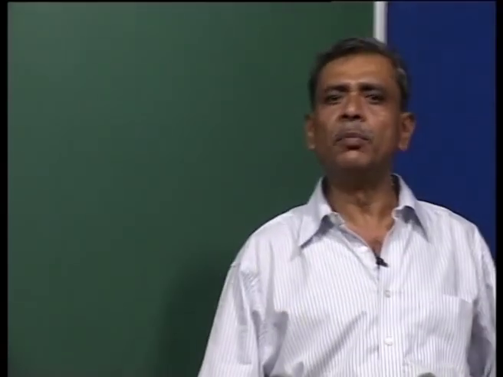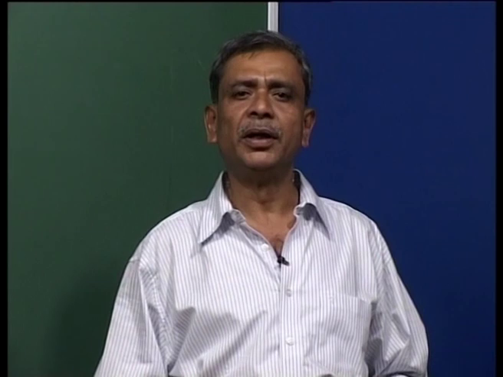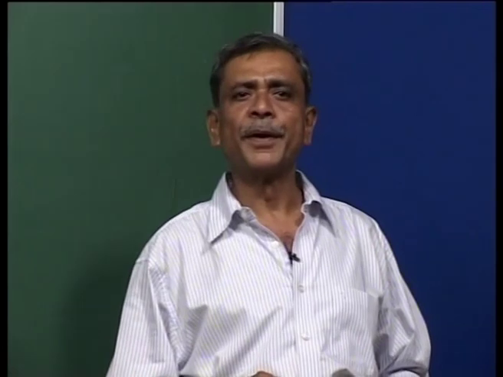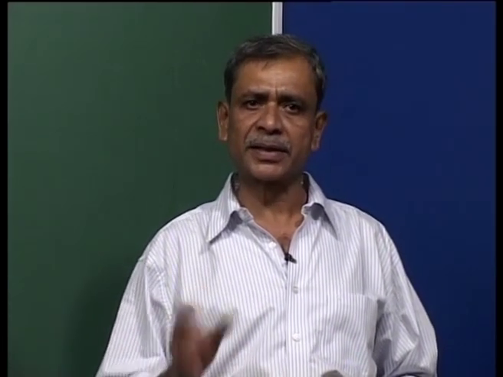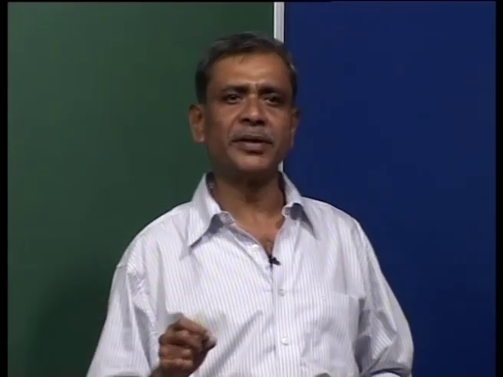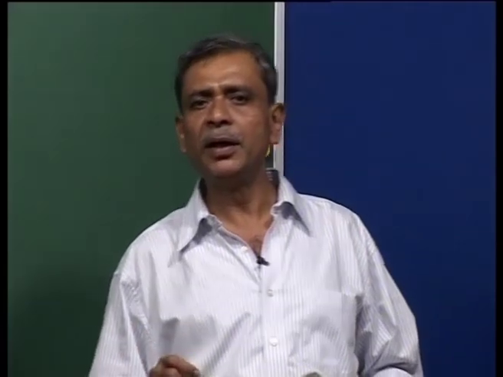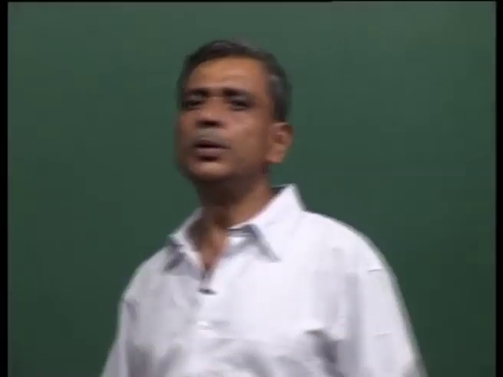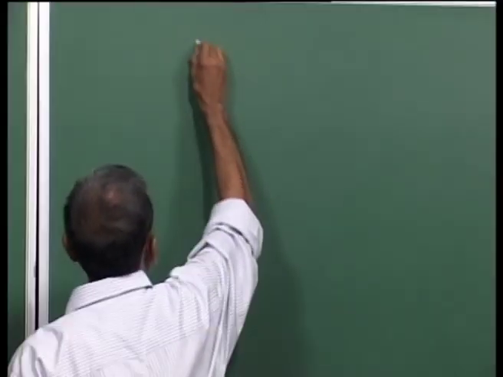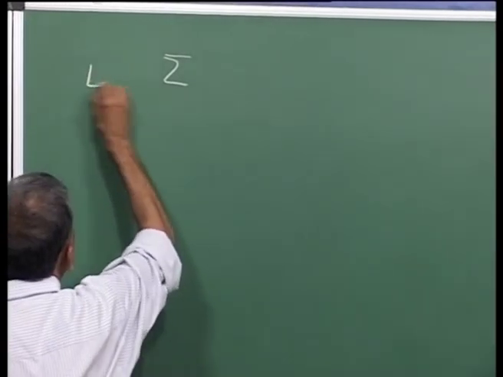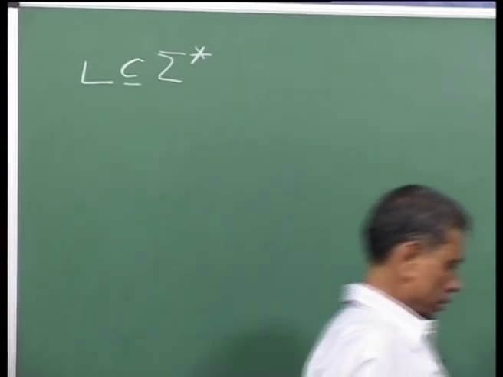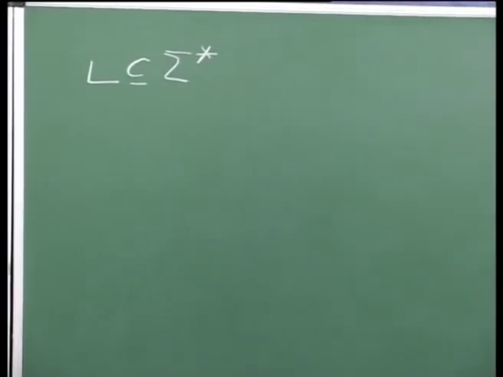Today we will see some more examples of regular languages. Recall that a regular language is one which is accepted by a DFA. That is, if you want to show a language is regular, one of the ways of doing it would be to provide a DFA to accept that language. Now, suppose I have an alphabet sigma, and let us say I have a language L which is made up of strings from this alphabet.